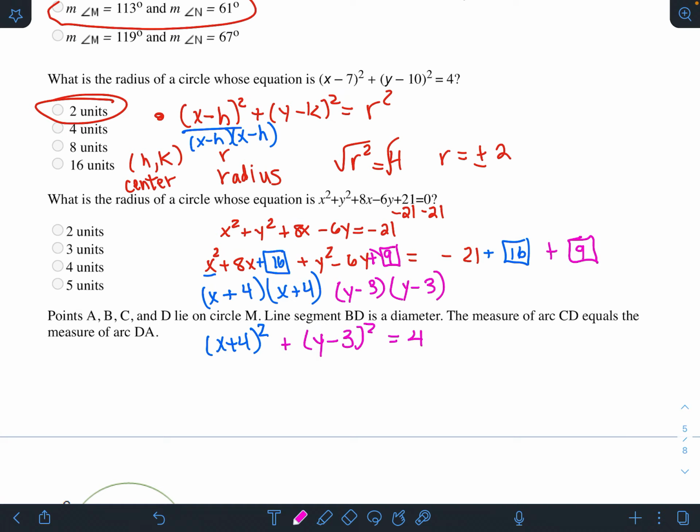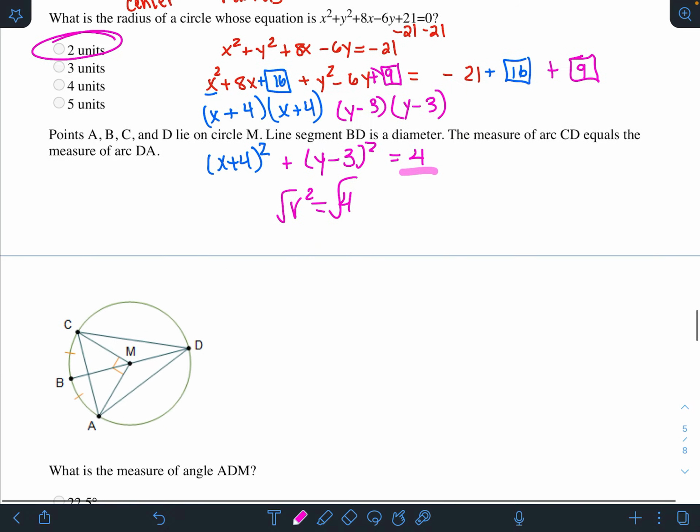Now I have something that mirrors this standard form equation. So what I can do is on this right side is going to be my radius, and I know that r squared is going to be 4. So again, we take the square root of both sides, and I get that the radius is equal to 2.